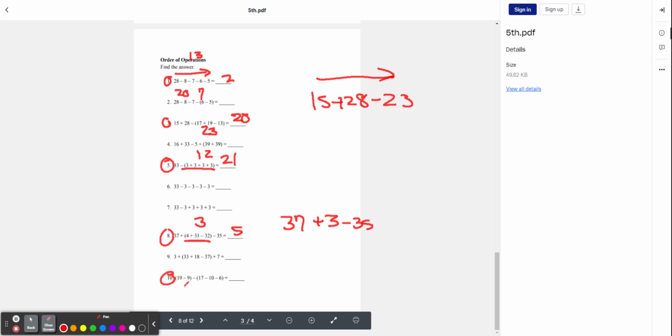And last problem, let's do 10. Do what's inside first. We get 10 and 1. And 10 minus 1 is 9.